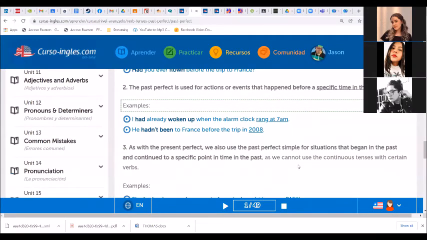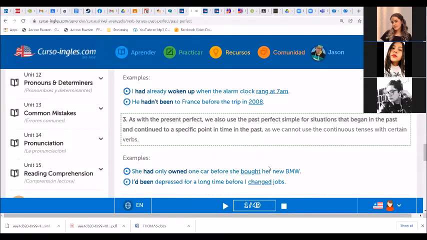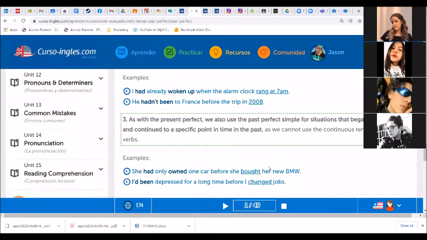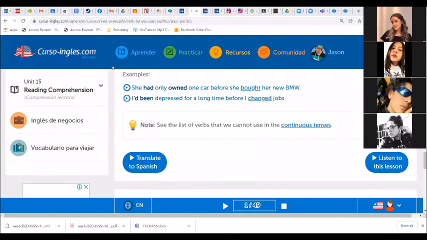Use number 3, Chris. Chris Garcia. Yes, teacher. Go ahead. 3. We also use the past perfect simple for a situation that began in the past and continued to a specific point in the past, as we cannot use the continuous tenses with certain verbs. Examples: She had only owned one car before she bought her new BMW. I had been depressed for a long time before I changed jobs. Good. All right. Now be careful.